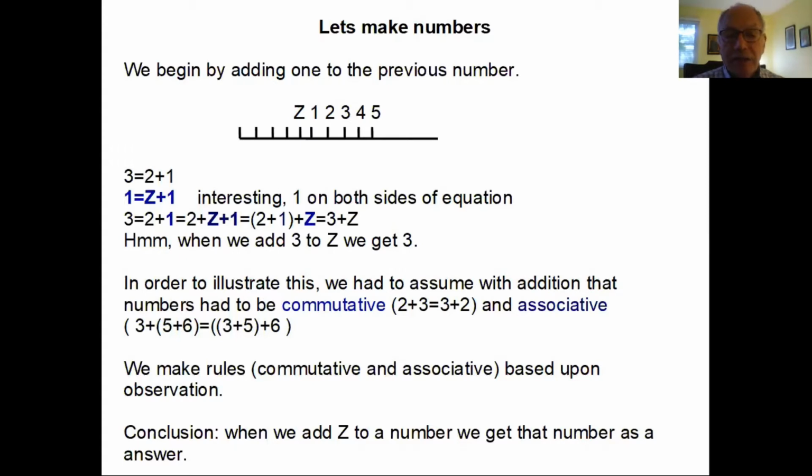In order to illustrate this, we had to assume with addition that numbers had the commutative property, 2 plus 3 is the same as 3 plus 2, and the associative property, 5 plus 6 plus 3 is the same as 3 plus 5 plus 6. We make rules, commutative and associative, based upon observation. Our conclusion is when we add z to a number, we get the number as the answer.